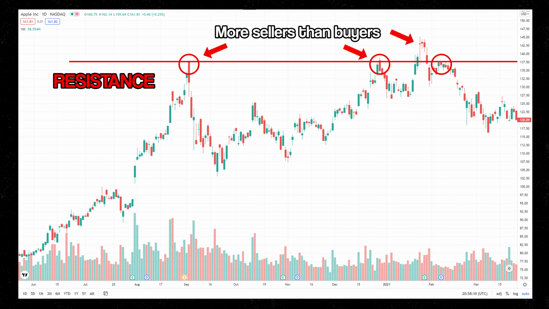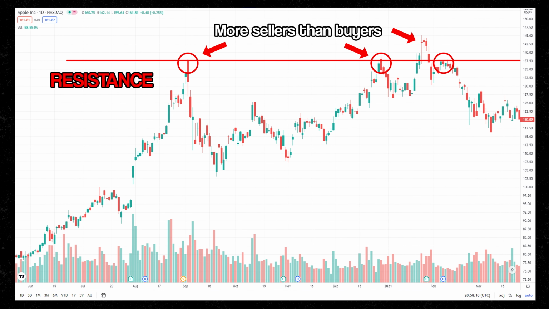On the other hand, resistance levels are historical price areas where sellers step in to sell the stock. So whenever you see the stock run into those similar areas again, buyers decreased and sellers decided to take profits or just get out of their position.